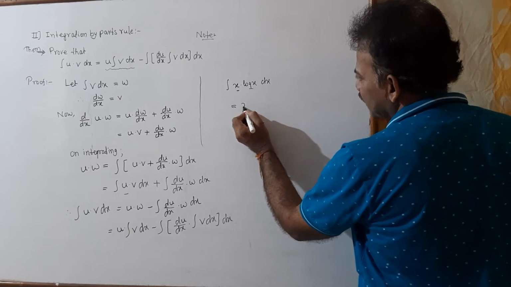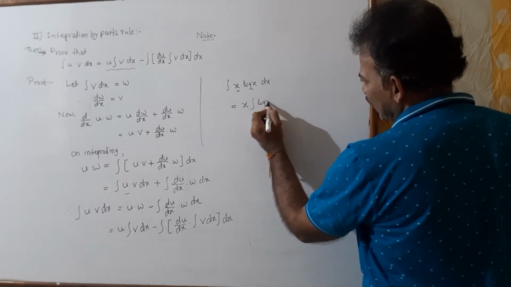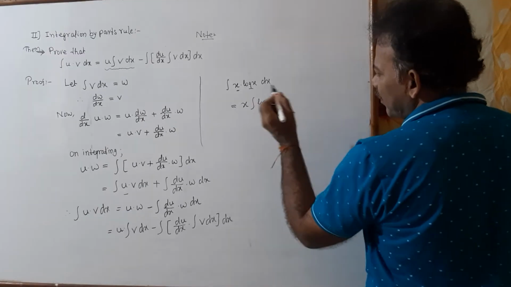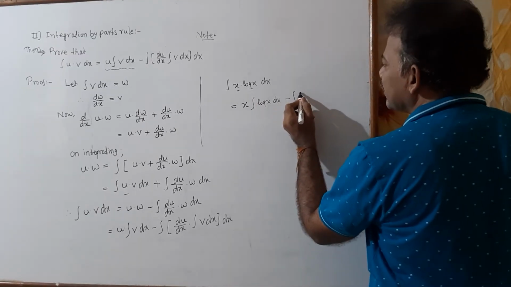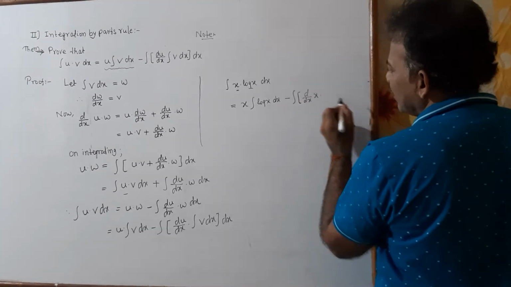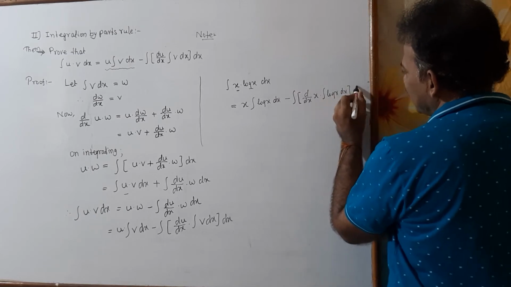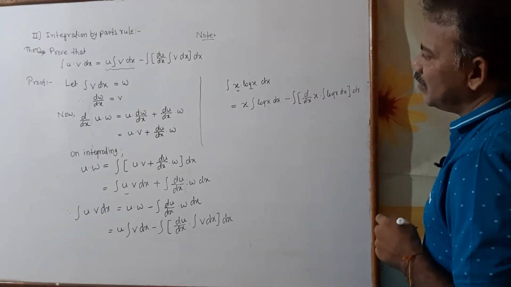We write the first function as it is. Then we write integration of the second function, that is log x dx. By formula, the minus sign is there. Again integration. Then we take the derivative of the first function, d/dx of x, and again integration of the second function, log x dx. This is the application of the rule. We apply the same rule here.